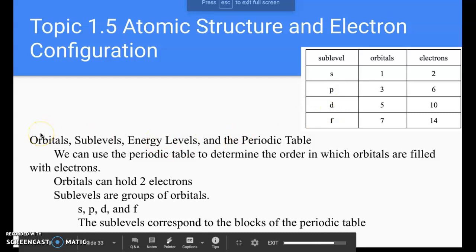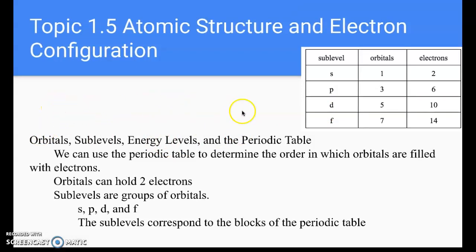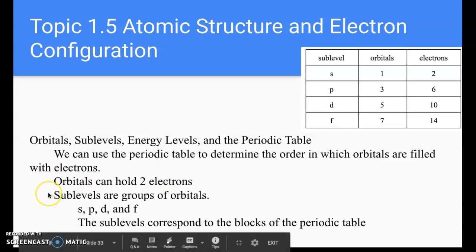Okay, next we have orbitals, sublevels, energy levels, and the periodic table. So again, this is building us up towards electron configuration. We can use the periodic table to determine the order in which orbitals are filled with electrons. Keep in mind, individual orbitals can hold 2 electrons. Then you have sublevels, which are groups of orbitals.